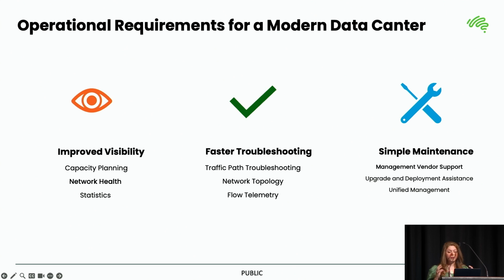We needed to have historical data utilizations to improve our visibility. We required better visibility into network health by monitoring environmental parameters and detecting abnormal resources and utilization. We needed statistics tracking, and also for faster troubleshooting, we needed a solution that could visualize the intended versus actual traffic paths to diagnose and resolve connectivity issues more efficiently.